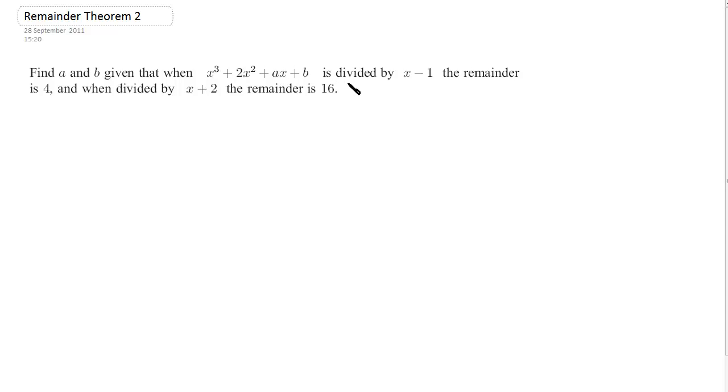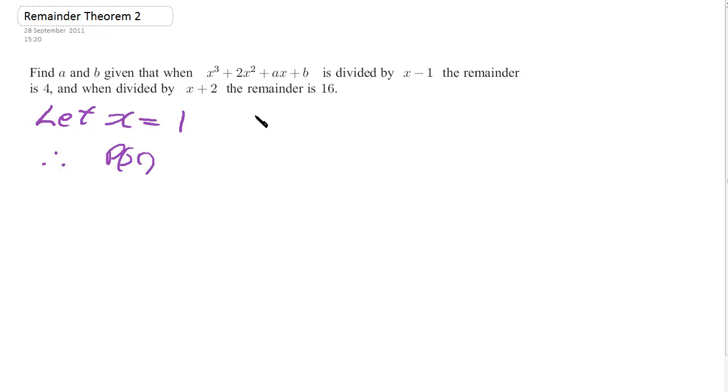Right, when this polynomial is divided by x minus 1, we have the remainder 4. And when divided by x plus 2, remainder 16. So let's use the remainder theorem to work with this. So if x minus 1 is what we're going to divide by, we're going to let x equal 1.